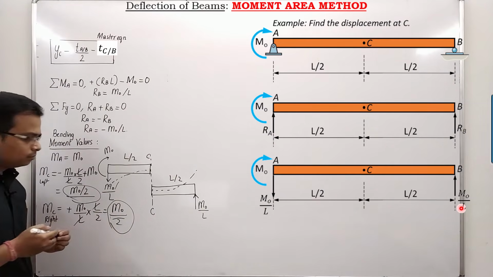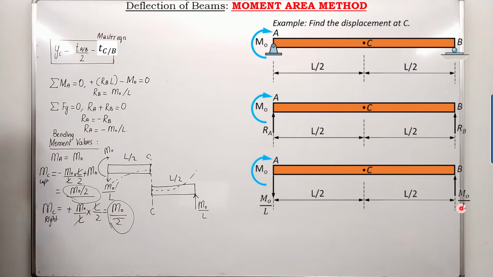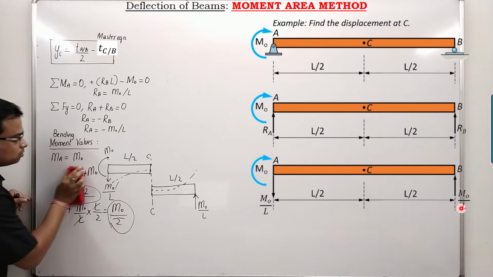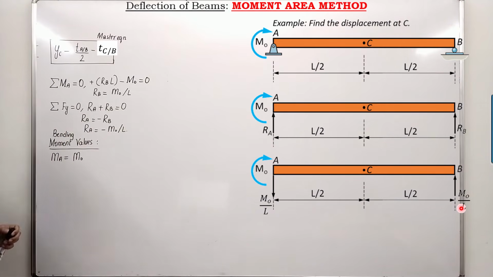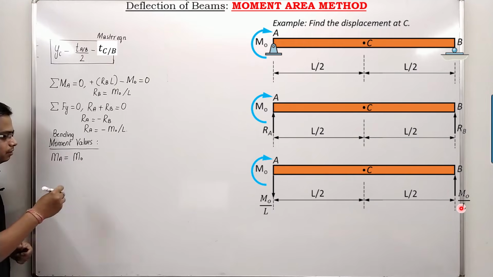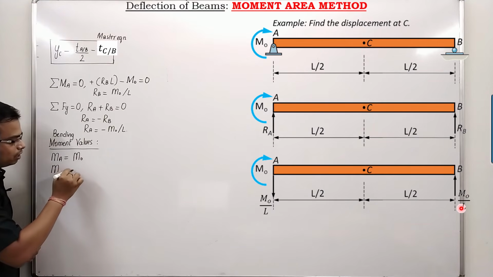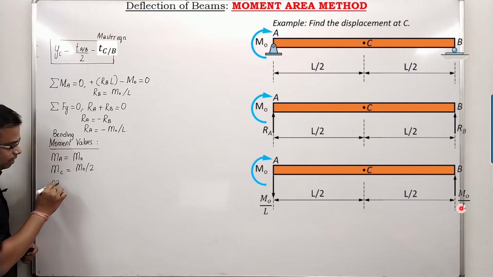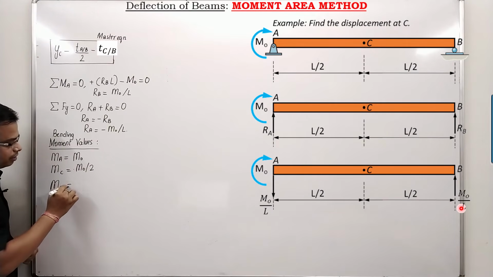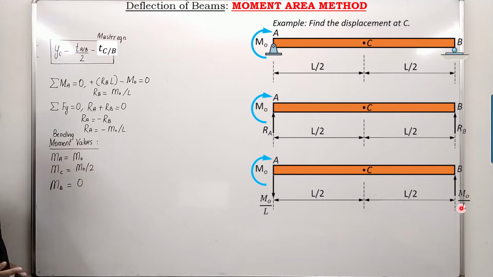If you want to see, please first of all note these things down. Pause and note. Done. Let me erase. Okay. So the moment at C worked out as M naught over 2, and the moment at B finally will work out as 0. You can check it. You can even check it.